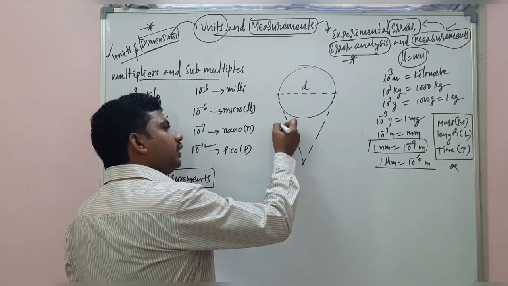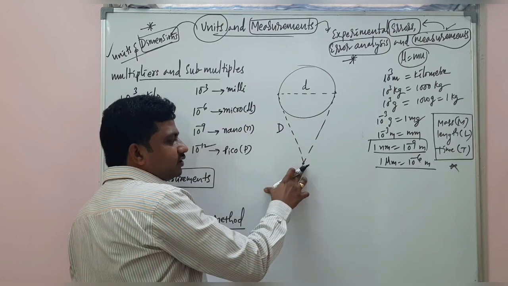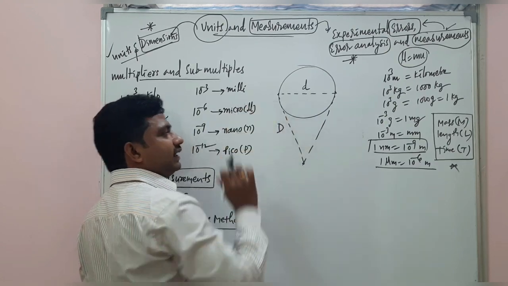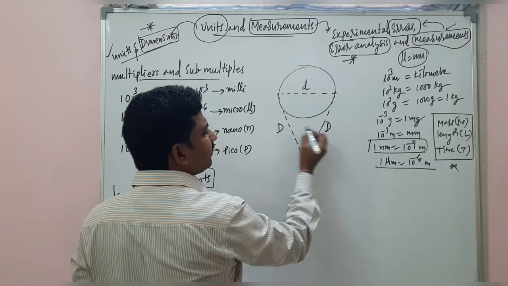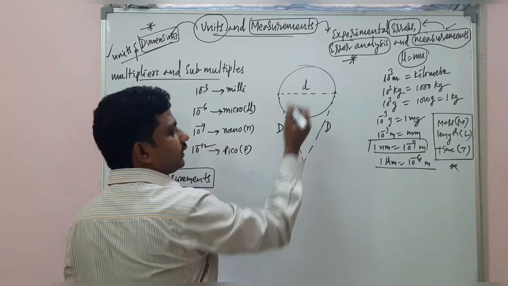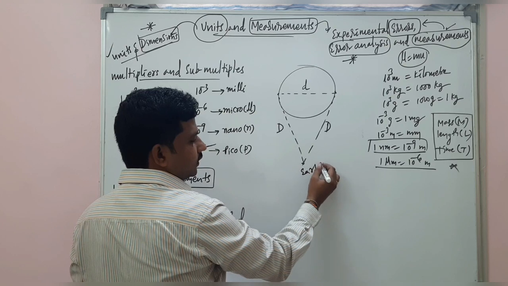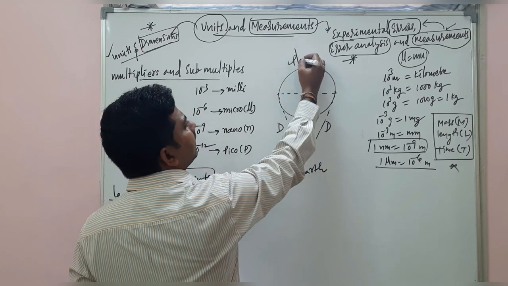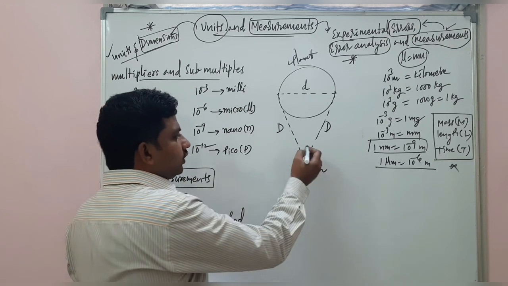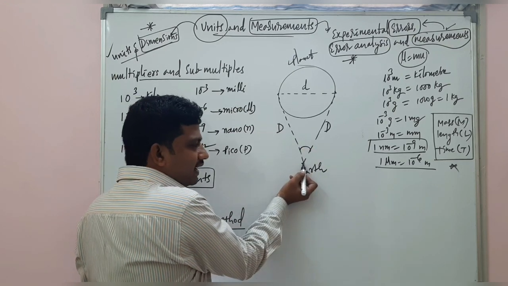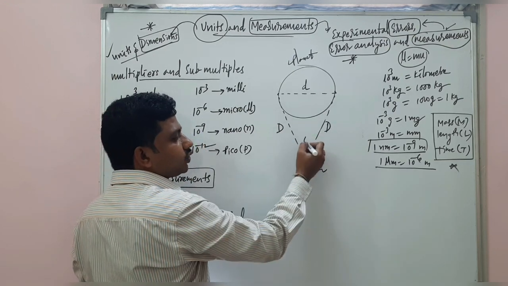So this is called D. Capital D is the distance between us and the planet, right? So this is also D, the distance between the Earth and the planet. So this is the Earth, and you can say it is a planet. Alright. So you can see there is an angle made by us while looking at this, that is called theta.